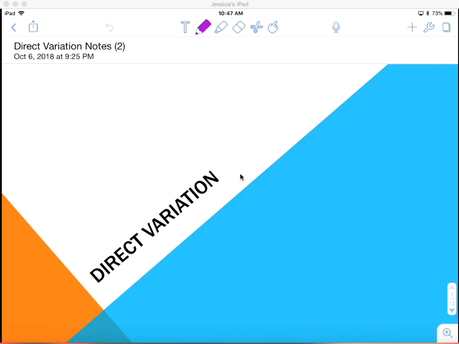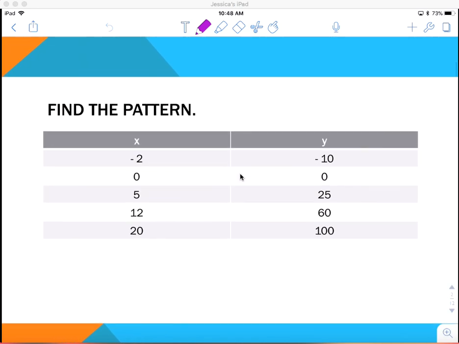In this video, we will talk about direct variation and how to solve problems involving direct variation. For the first part, I want you to pause the video and try to come up with the pattern for this table. Restart it once you've found it.